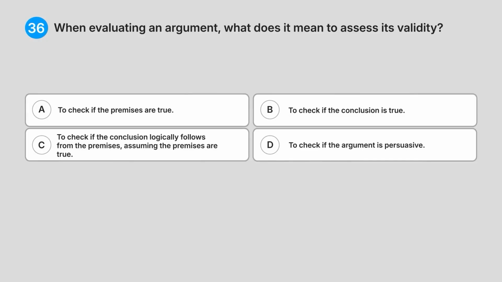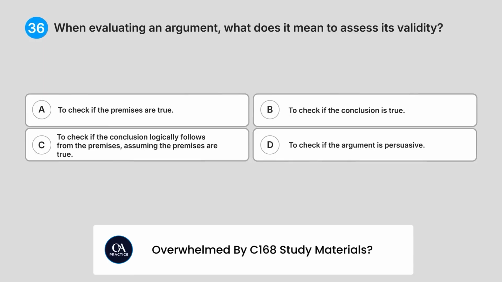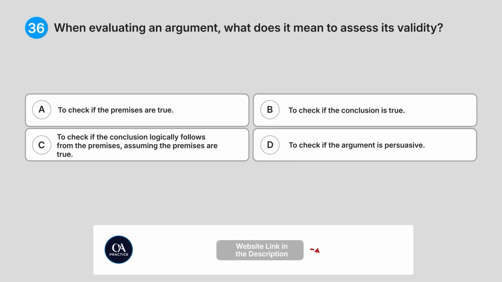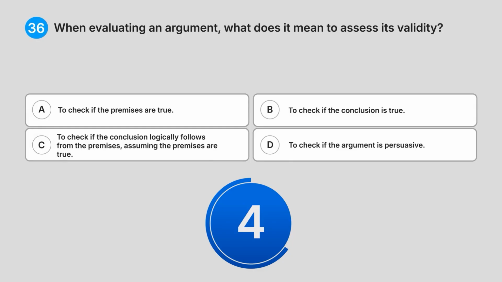36. When evaluating an argument, what does it mean to assess its validity? A. To check if the premises are true. B. To check if the conclusion is true. C. To check if the conclusion logically follows from the premises, assuming the premises are true. D. To check if the argument is persuasive. Can you guess the answer?